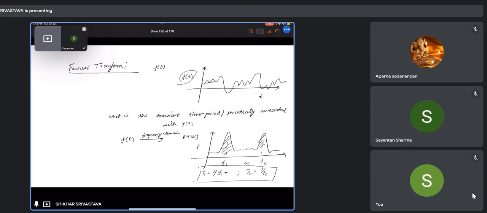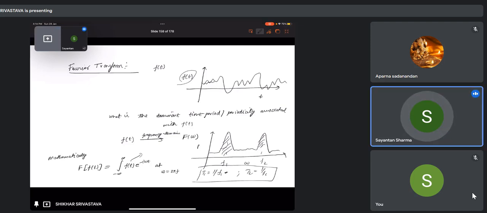Mathematically, suppose you have any signal. The Fourier transform of that signal is the integral of that function f of t e to the power minus i omega t dt, where omega is your angular frequency, 2 pi times the frequency. This is how we represent the Fourier transform of any continuous signal f of t. Similarly, if you have a discrete signal, you can replace the integral sign with a summation. But in our syllabus, we are not dealing with this discrete type of signal.